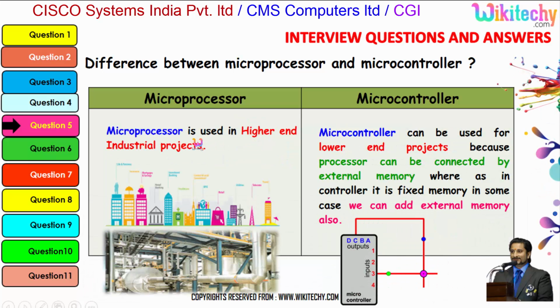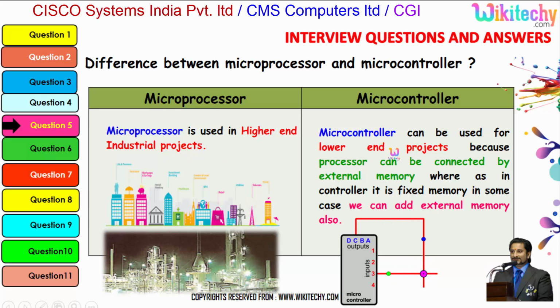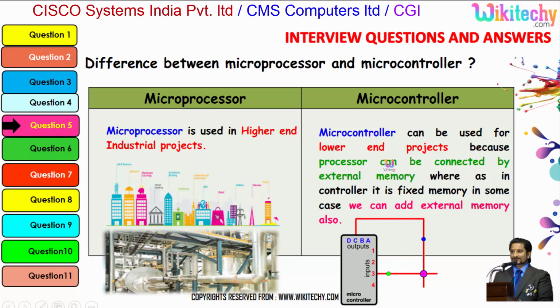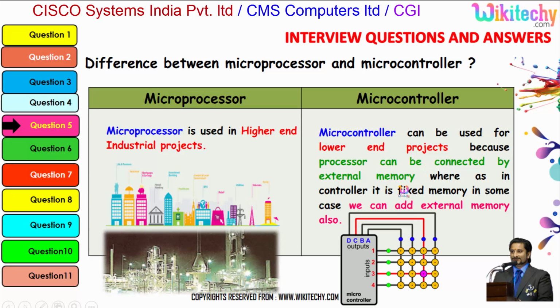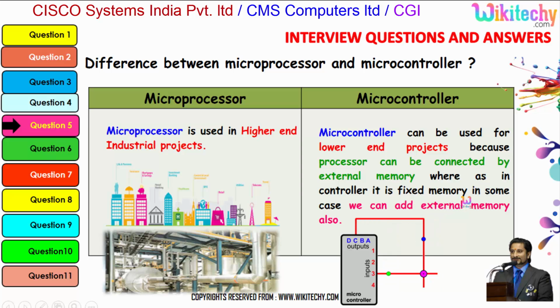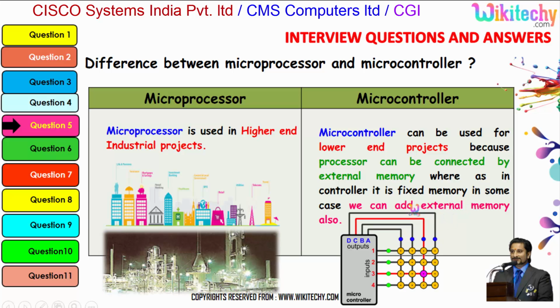So microprocessors are used in high-end industrial projects, whereas microcontrollers can be used for low-end projects, because a processor can be connected to external memory, whereas a controller has fixed memory in some cases, though we can add external memory also.